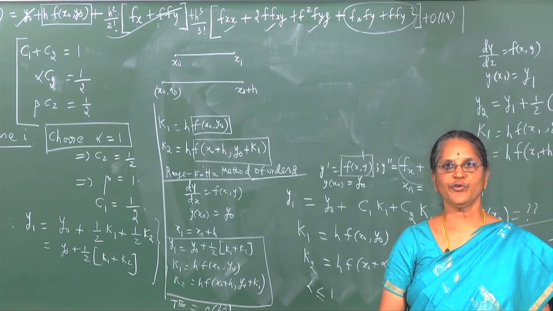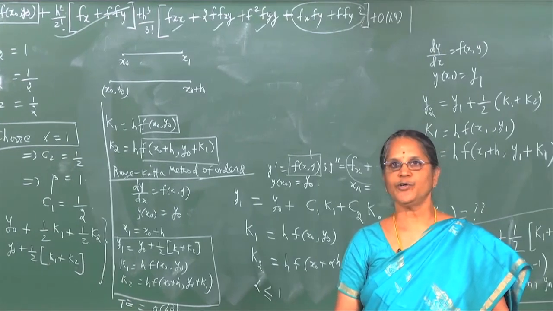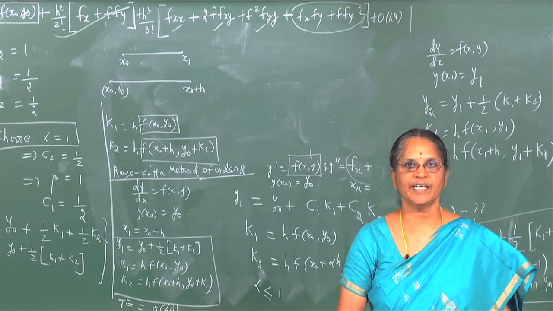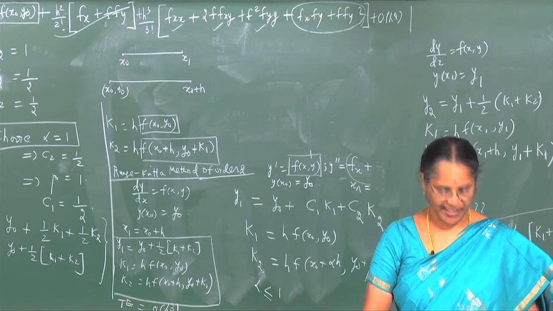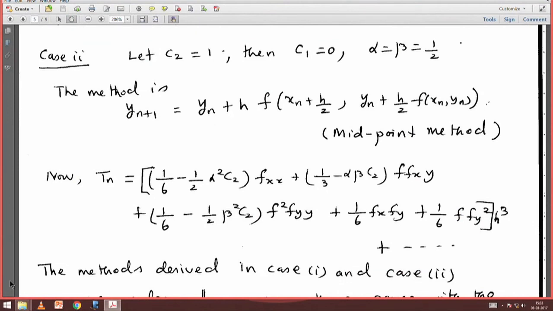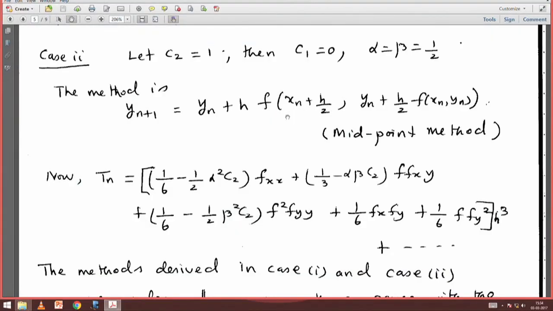I can also make C2 to be 1, in which case C1 will be 0, and alpha and beta will each be equal to half. Then in that case I end up with a method which is yn plus 1, namely y at xn plus 1 is yn plus h into f of xn plus alpha h, alpha is half. So, xn plus h by 2, then comma yn plus beta k1. So, h by 2 into f of xn yn. We call this the midpoint method because we started with our initial condition at xn. We want to determine the solution at xn plus 1. We evaluate the function f at the midpoint which is xn plus h by 2.